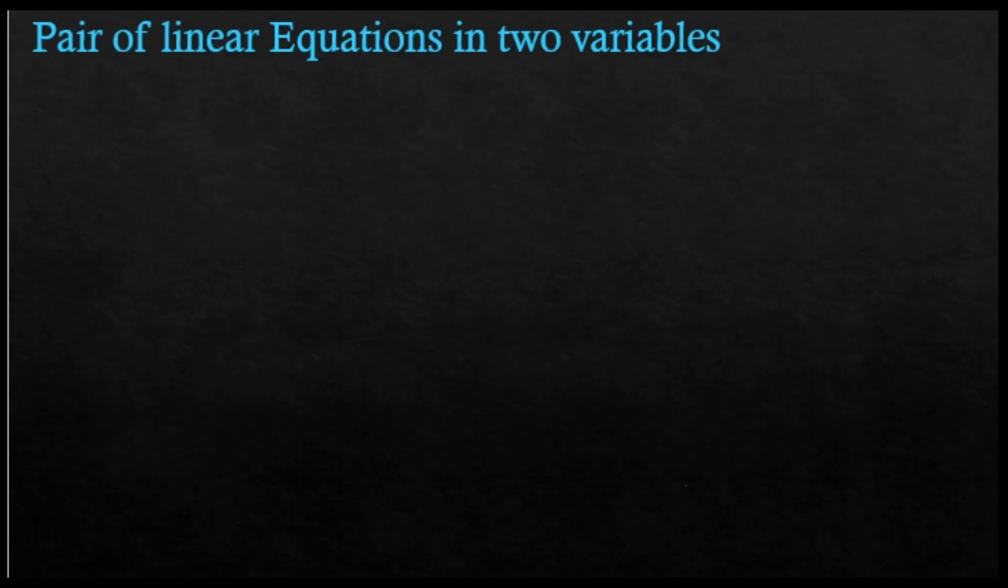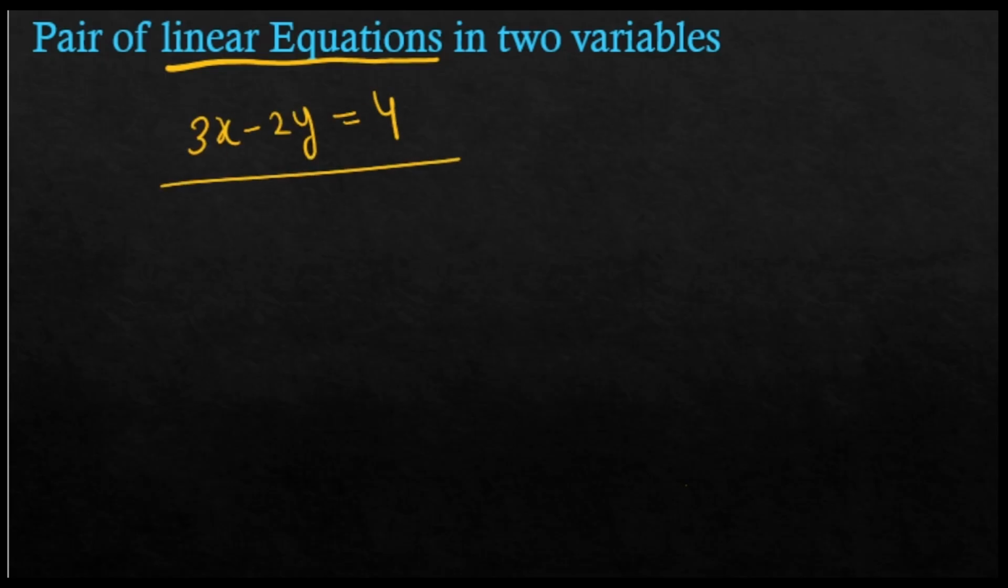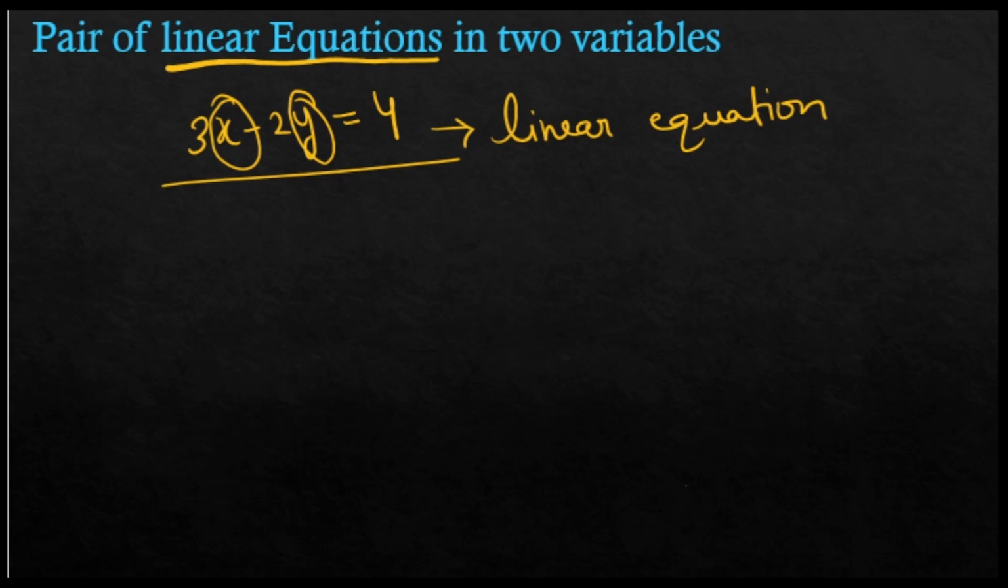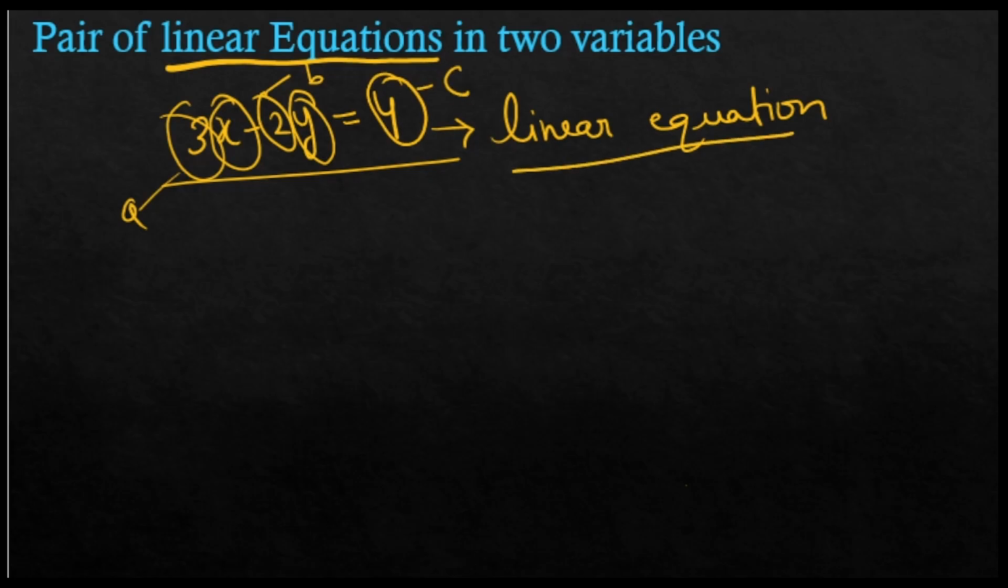Today's topic: pair of linear equations in two variables. First, let's talk about linear equations. What are linear equations? 3x minus 2y is equal to 4 is an example of a linear equation, where there are two variables x and y, with the coefficient a and the coefficient b, and one constant c in this linear equation.